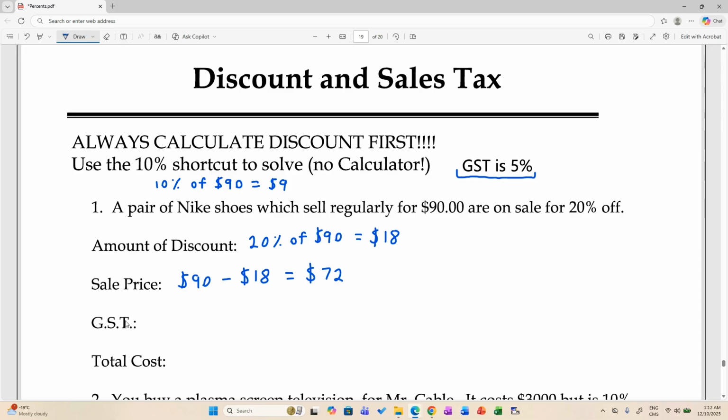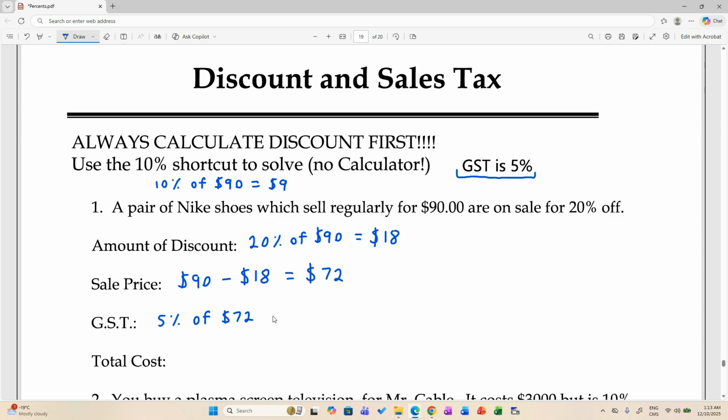Great. Now to find GST, I simply want to find 5% of the price. But notice that the price has now been reduced to $72. To find GST, I'm simply going to find 5% of $72. I'm not finding 5% of $90 because that means I would end up paying more taxes. I'm simply finding 5% of $72 because that's my reduced sales price after the discount.